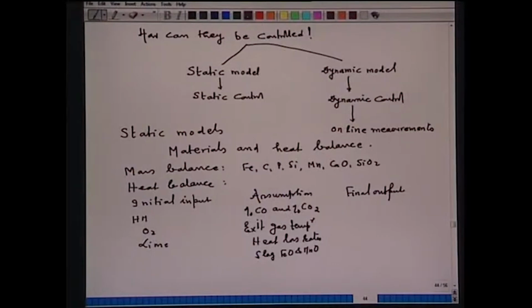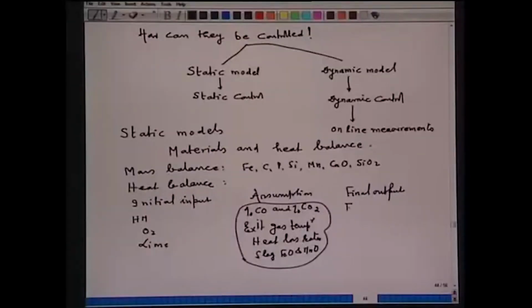Now, these assumptions which I listed over here can be made, or from several heats a data file is generated, and from the data file some average value of these assumptions can be determined. The final output we want: turn down carbon and temperature of steel, and turn down iron content of slag and oxygen content of steel.